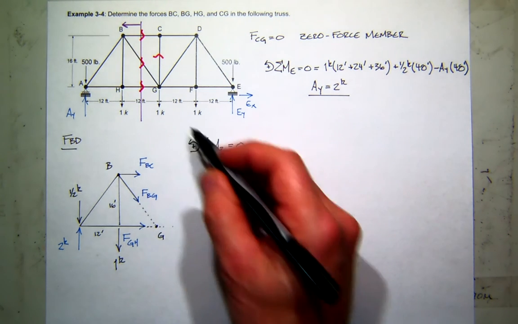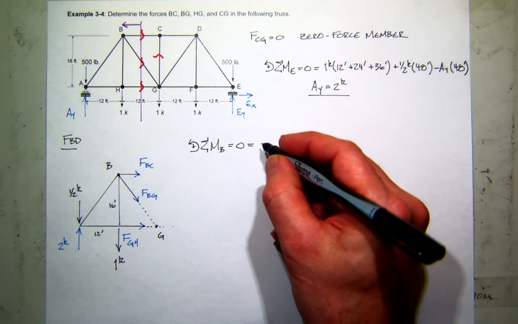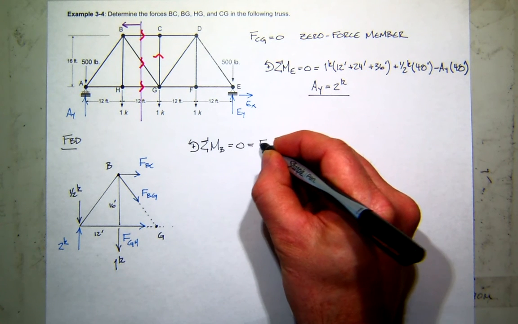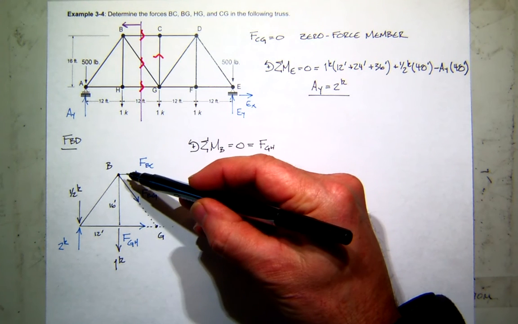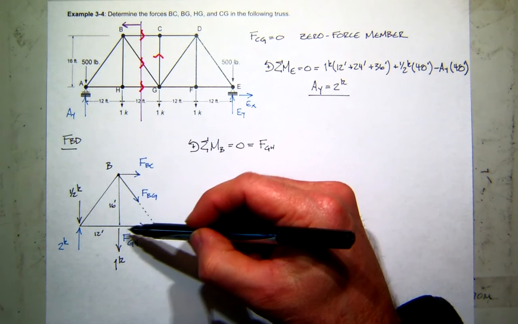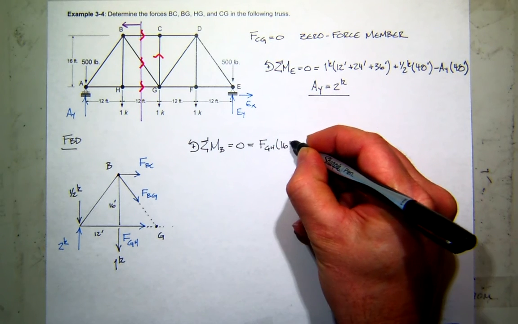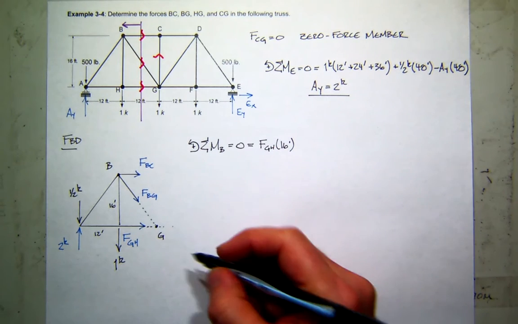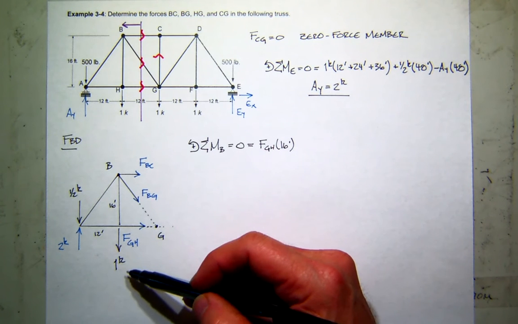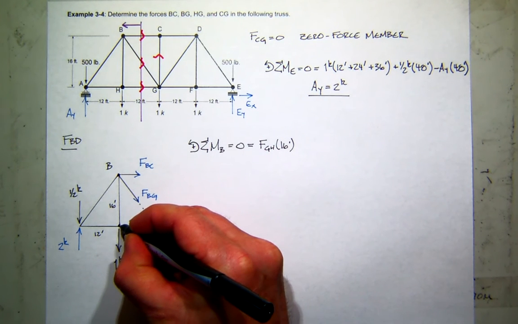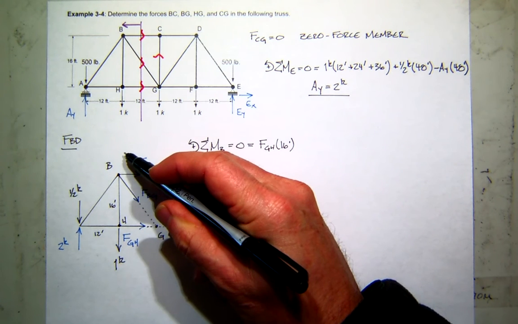And GH is creating what kind of moment about B? Positive. So I have a positive moment created by the force GH. And what's the distance from B to that line of action? It's the height of the truss, or 16 feet. Who else creates moment about B? Does this 1 kip force here at H create moment? No, its line of action passes through B.